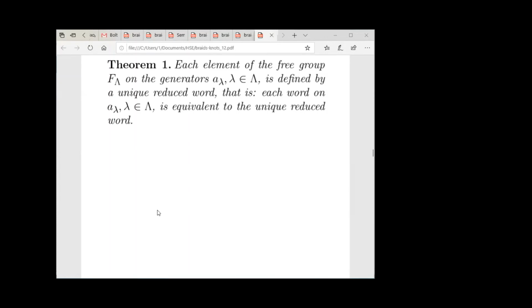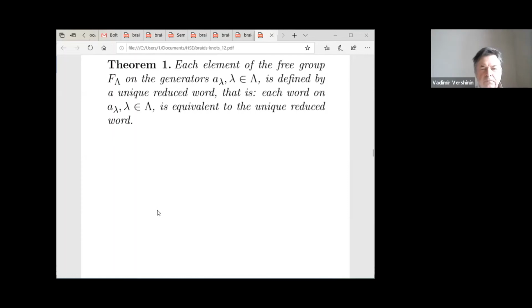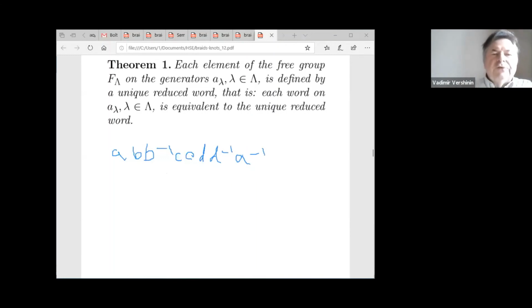So say you have a word: A, B minus 1, C, D minus 1, A minus 1, right? So imagine now that you are a computer, a fancy notebook. So what do you do? You start to read this word. Formally, if you don't like this word computer, you are a Turing machine.